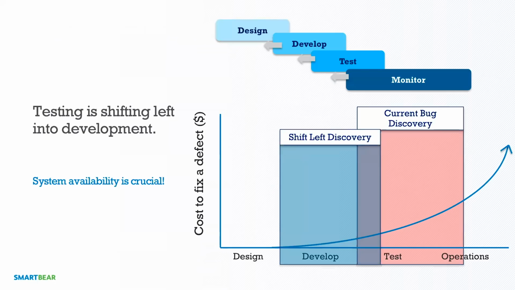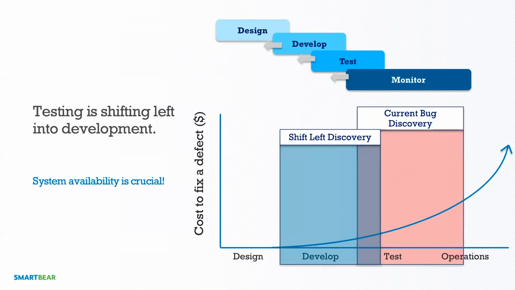Exactly. And this is all taking part as we're trying to shift left. Shift left is huge in quality assurance organizations and development organizations across the world. It comes up with our customers, with our clients we're talking to consistently. And system availability during this is crucial.